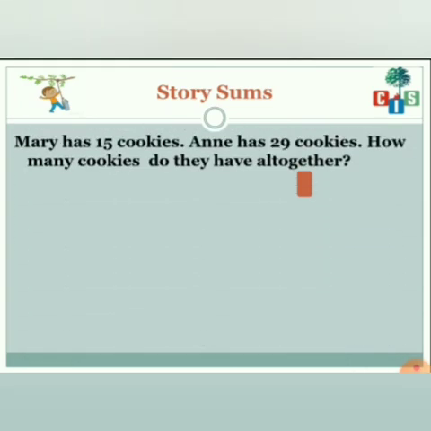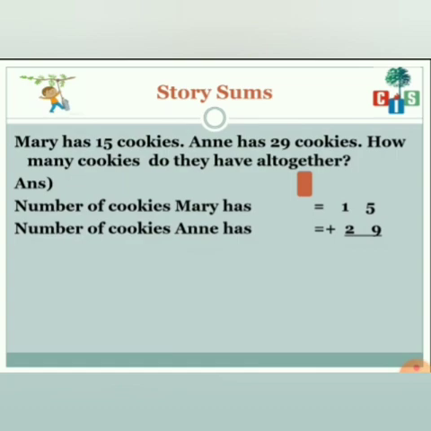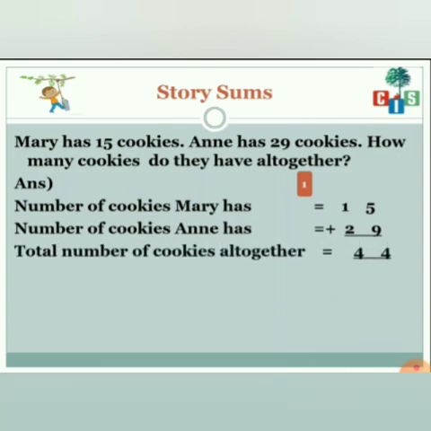If you look at this question, Mary has 15 cookies and Anna has 29 cookies. How many cookies do they have altogether? So let's find out. Number of cookies Mary has, number of cookies Anna has. So the total number of cookies is how much? Here 5 plus 9 becomes 14. So 1 is your carryover. So 1 plus 1 plus 2 comes to 4. So total cookies are 44.